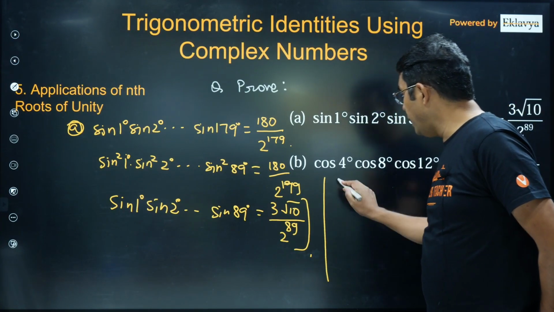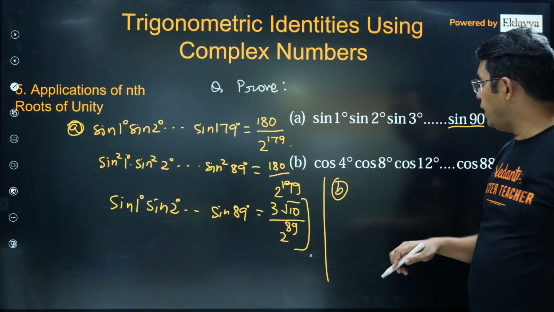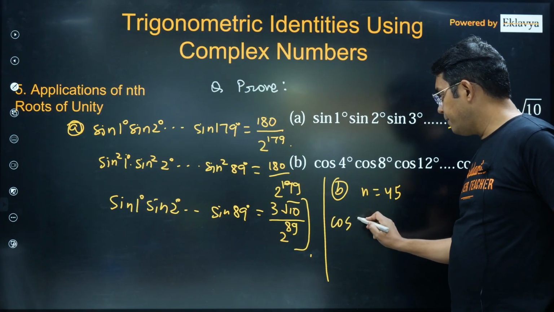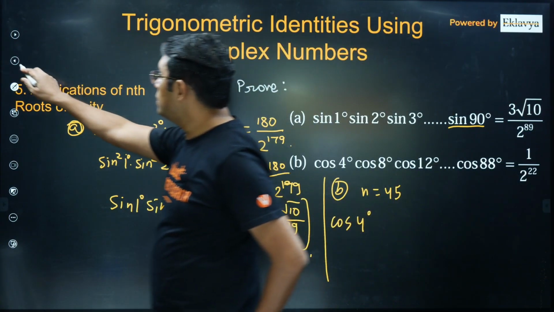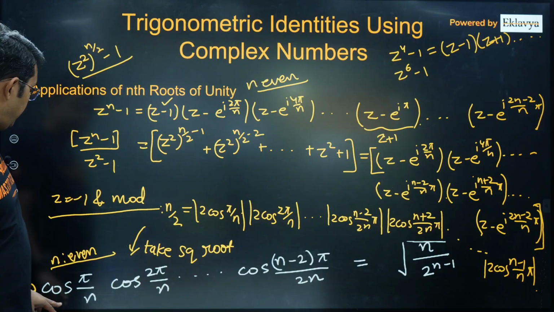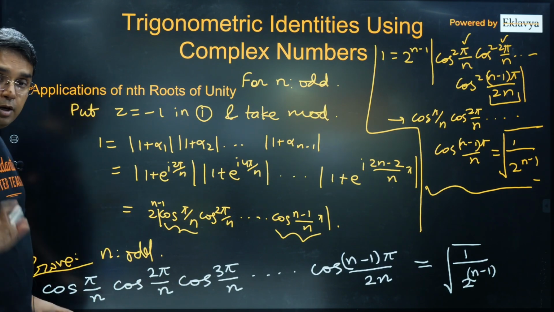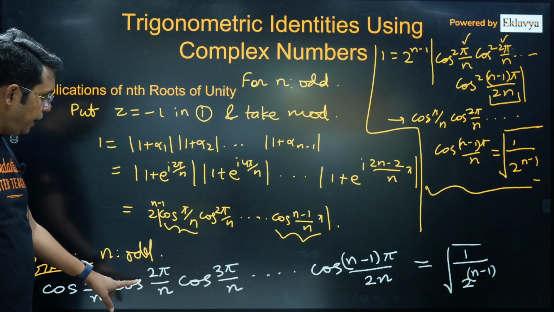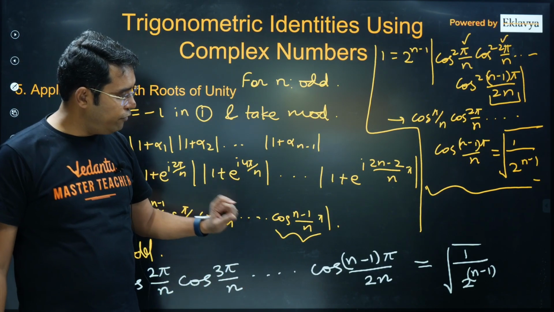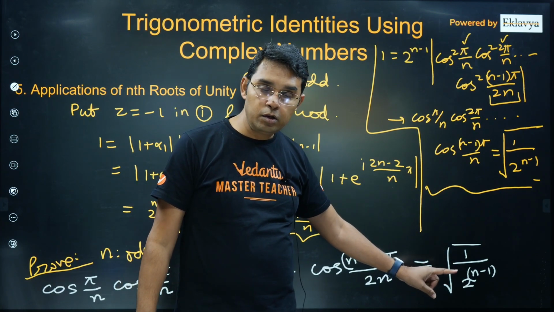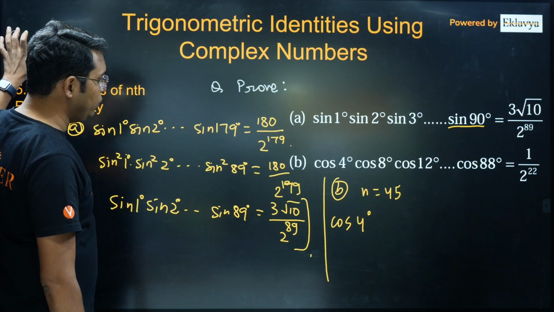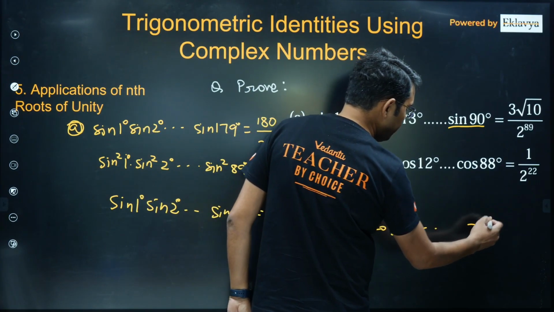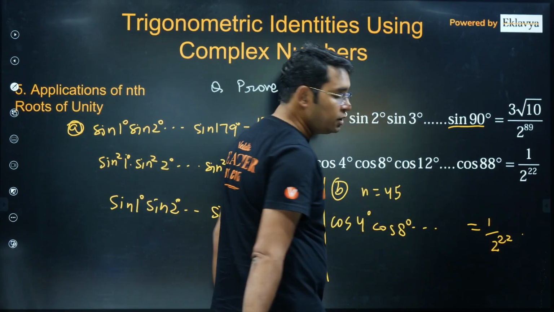Similarly for the B part, I think this is just that cos formula where n is taken as 45. Then this will be cos 4 degree, because if you remember, it is pi by n, and n has to be odd, so 45 I am going to choose. So pi upon 45 means 4 degree, then 8 degree, then 12 degree, and so on. If we take n as 45, it will be 1 upon 2 power 44, and taking the square root will give you 1 upon 2 power 22. So cos 4 degree, cos 8 degree, and so on will be equal to 1 upon 2 power 22. So this is how this is done directly.